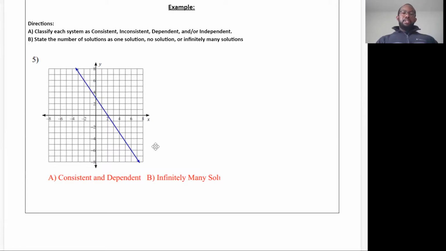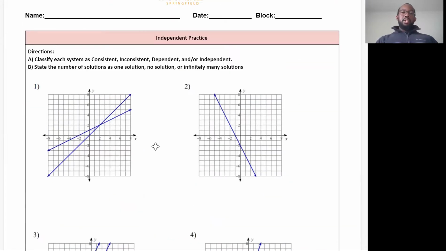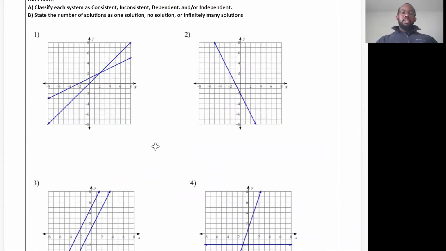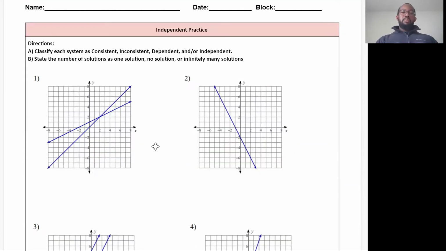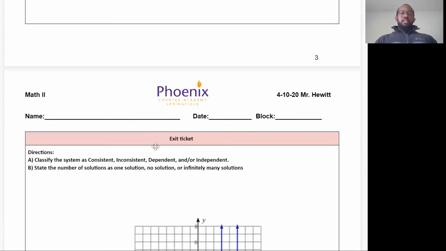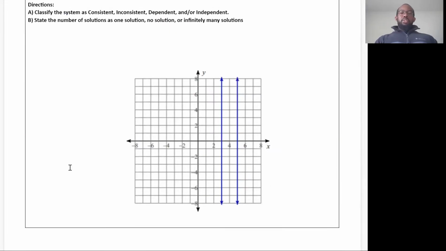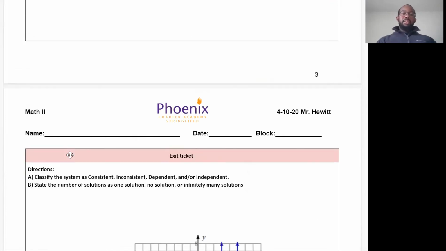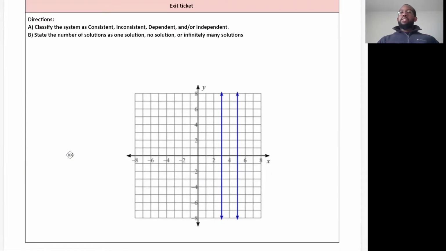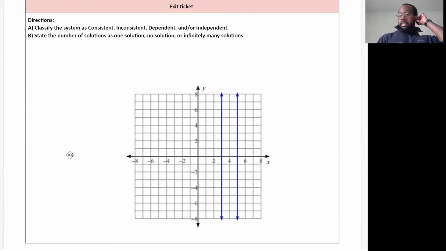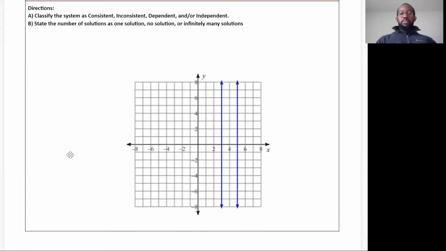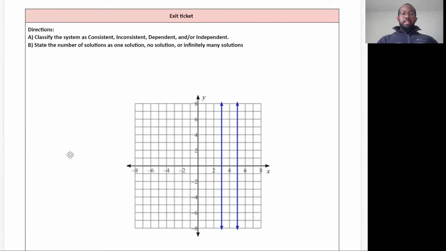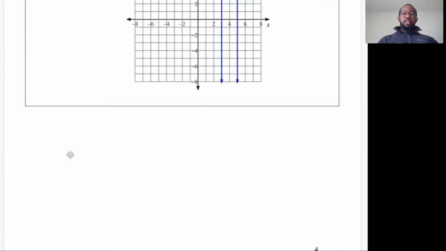All right, guys. So you are going to get a chance now to practice your work on your own, okay? You have 4 problems, all right? And you also have your exit ticket. So you are going to do the independent practice and then your exit ticket. And I'd like you guys to upload your exit tickets to Google Classroom so I can give you feedback and a grade.